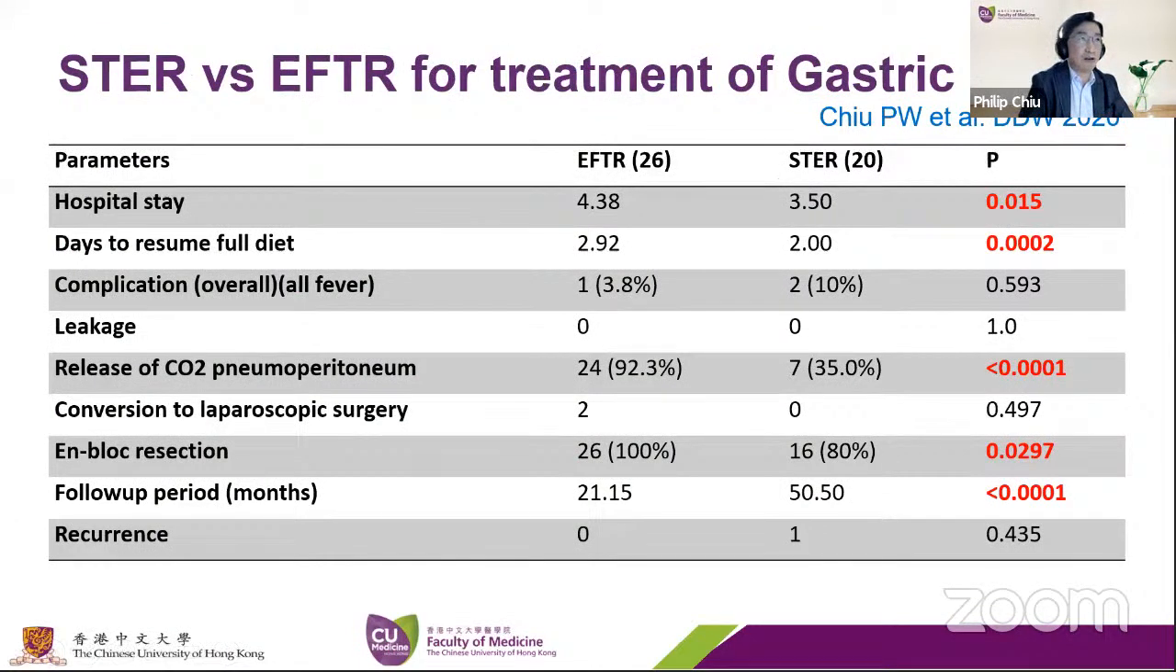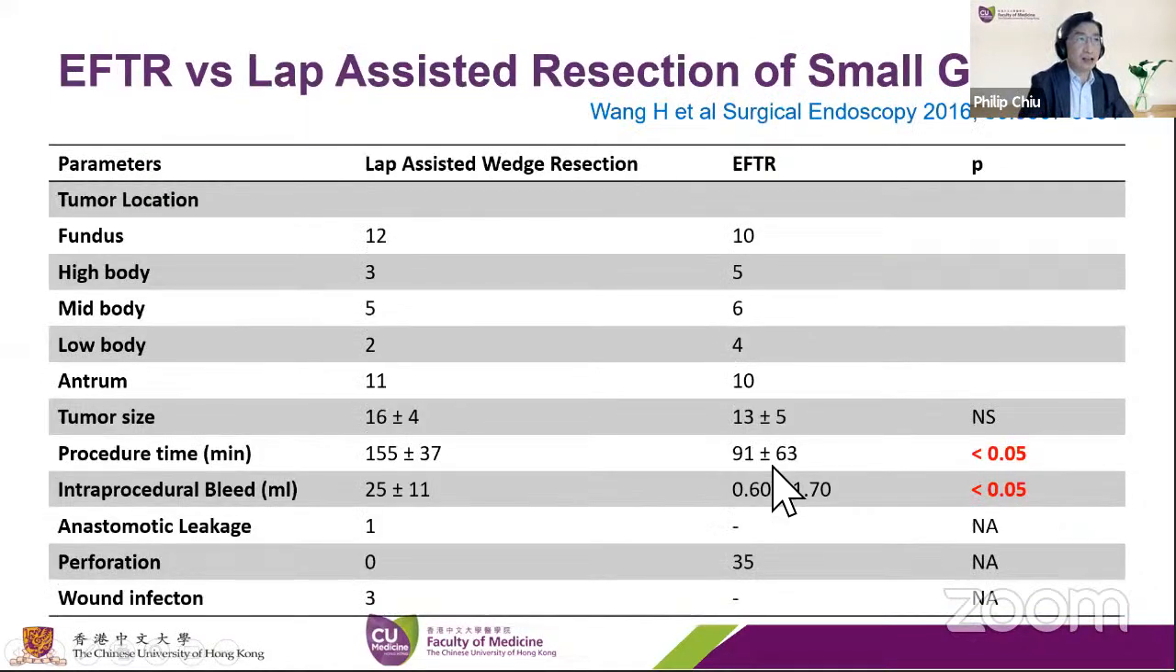So we have compared our outcome of having STER against endoscopic full thickness resection, finding that the hospital stay may be 1 day longer for EFTR, but the en bloc resection rate is higher for the EFTR as compared to STER. And I think there's another study published a few years ago comparing laparoscopic wedge resection against EFTR, showing that the procedure time is shorter for EFTR and intra-procedural bleeding is smaller, but the amount is probably clinically not relevant because 25 cc versus less than 1 cc, and no difference in the complication.